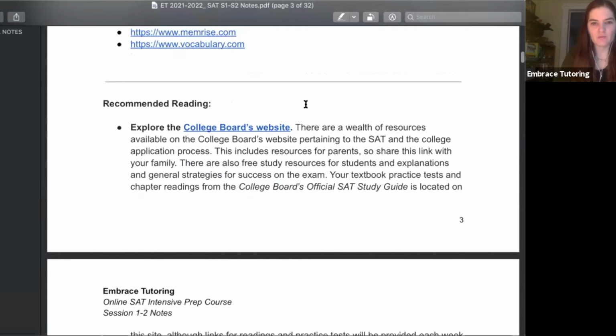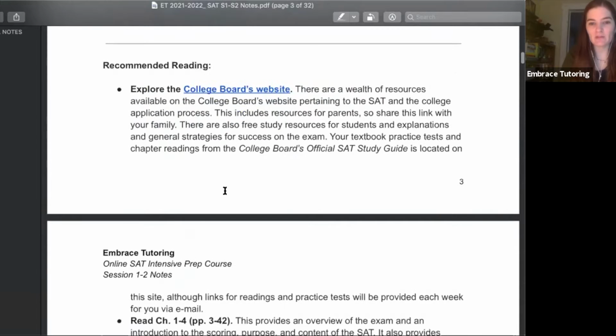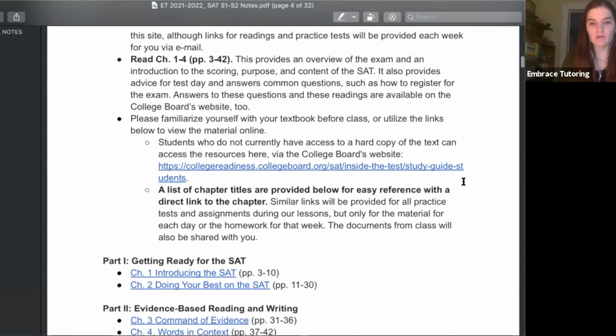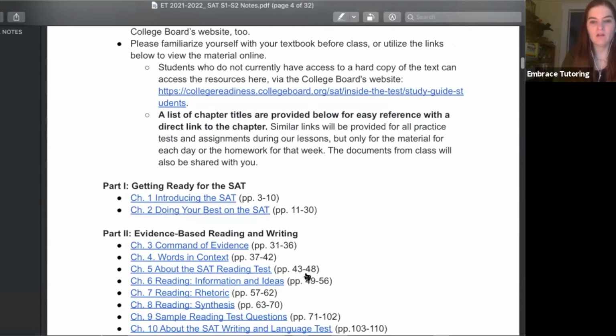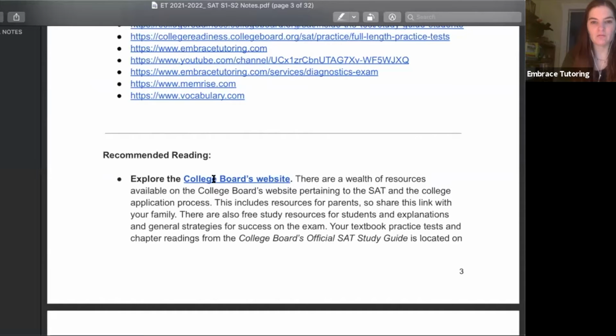Regardless, they're on the College Board's website. So if you go to the College Board's website, which I have several links to in this document that you have access to, it will give you information. Actually, let's do that right now, and I can show you.